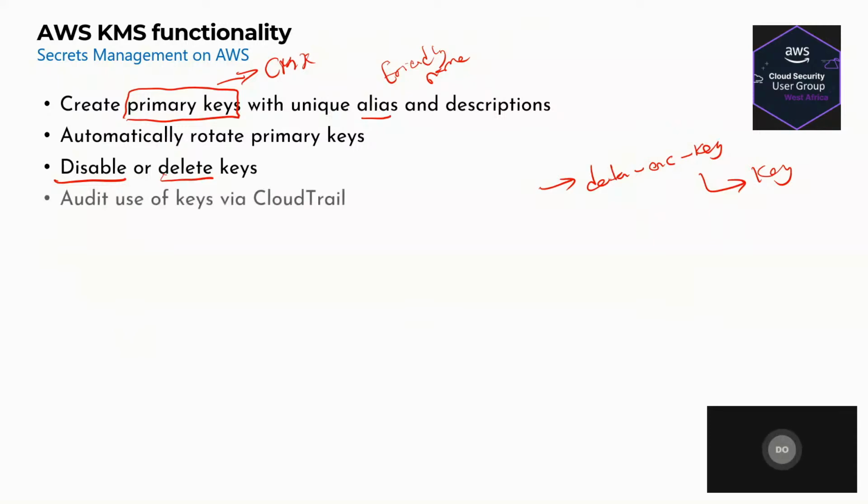Another important KMS functionality is that it's audited using CloudTrail. So all the different activities that we're performing in terms of creating the primary keys, key rotation, accessing the keys, all of those are going to be stored in CloudTrail, where we can access all of those logs. And we can use those logs maybe to investigate certain issues, or maybe just to review the activities that have happened in KMS.